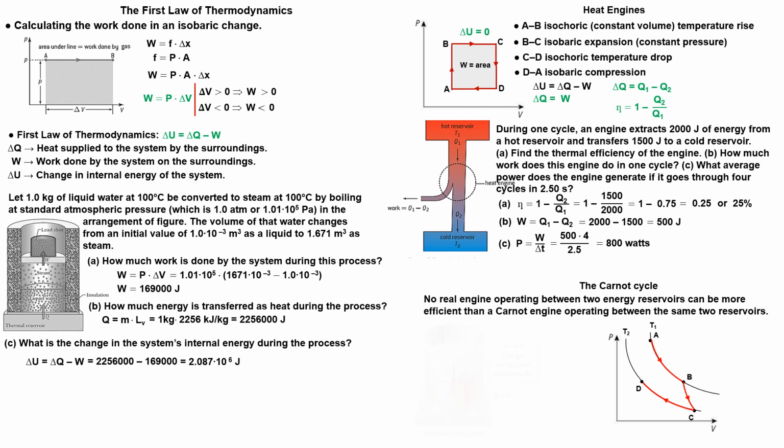In the final process, from D to A, the base of the cylinder is again replaced by a thermally non-conducting wall and the gas is compressed adiabatically. The temperature of the gas increases to T1, and work is done on the gas again. For a Carnot engine, the following relationship between the thermal energy transfers and the absolute temperatures can be derived.